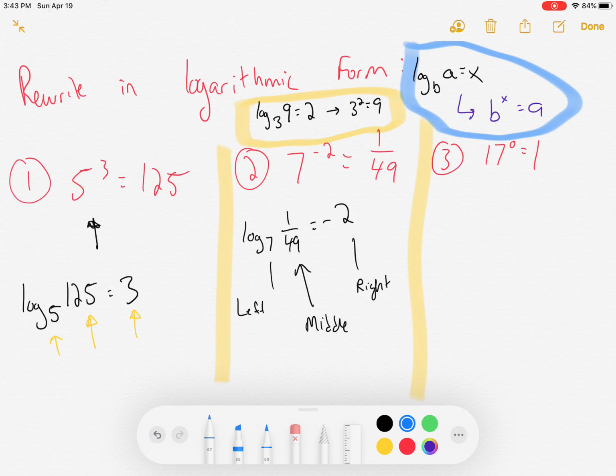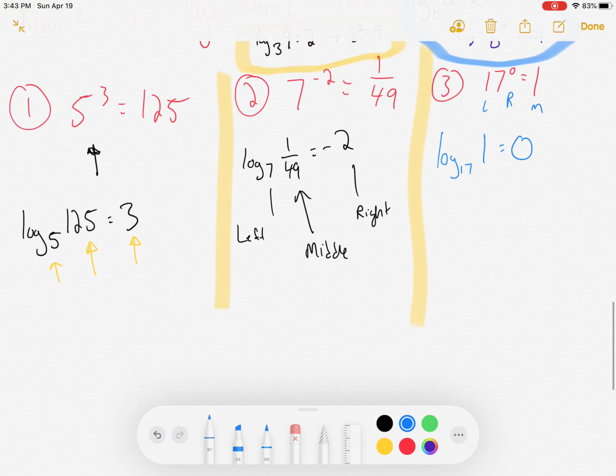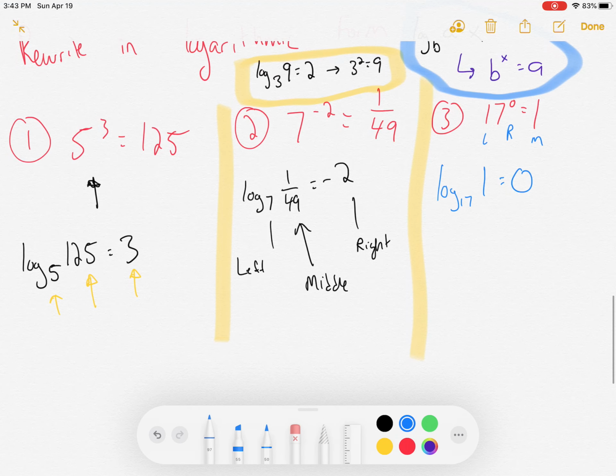Okay, last up, number 3. First question you need to ask yourself is, what is the base? So my base is 17, so I'm going to say log base 17. And it's 17 to the 0 power equals 1. My number on the left, to the right power, equals the middle. So my middle number is going to be 1. My number on the right should be 0. Log base 17 of 1 equals 0.